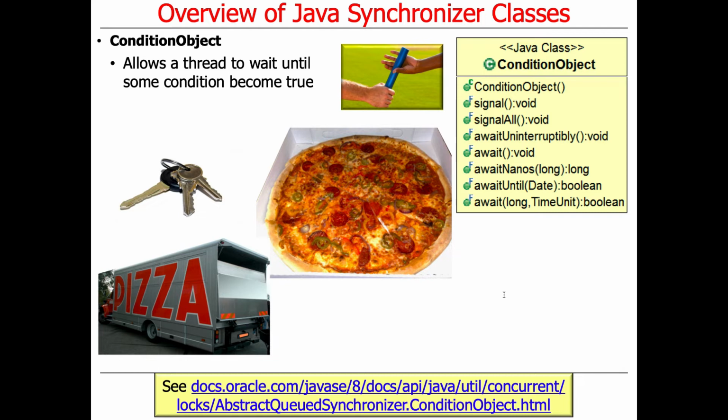So one thread acquires the lock, that keeps everybody else out of the critical section, it does its thing, then it releases it, and other ones come in. That's how those other ones work. A condition object is quite different. A condition object is kind of the inverse.